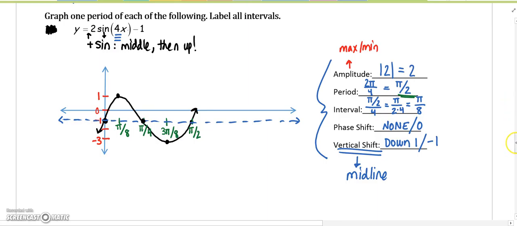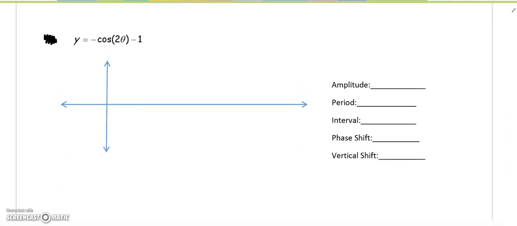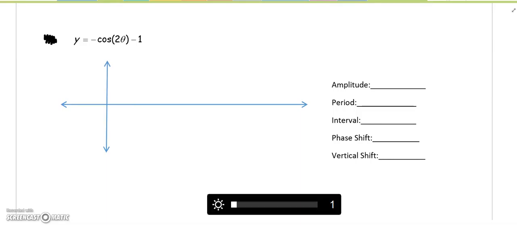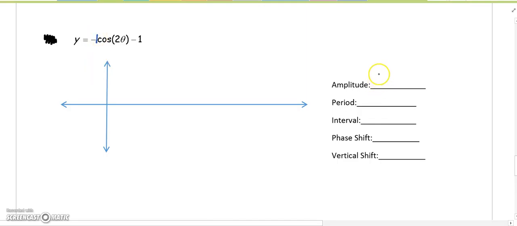Alright, let's try one more just to be sure. So, y equals negative cosine of 2 theta minus 1. Alright, amplitude. Well, this is really a -1, so it would be the absolute value of -1, which is 1. The period, 2 pi divided by that number there, which is a 2, so that would just be pi. And that makes my interval just pi over 4. Alright, once again, I do not see a phase shift, none, or 0. But my vertical shift is actually, once again, down 1, or -1.